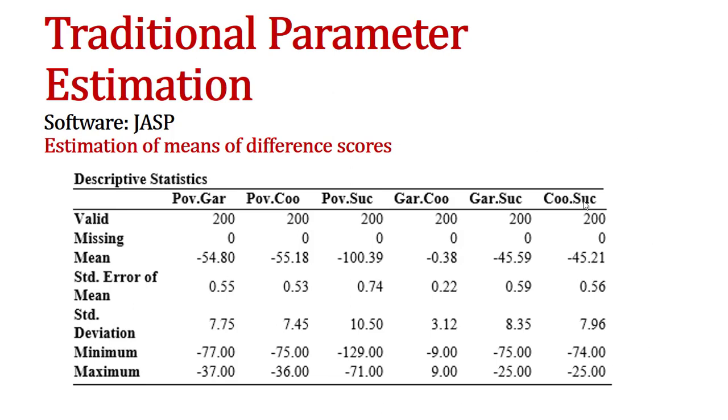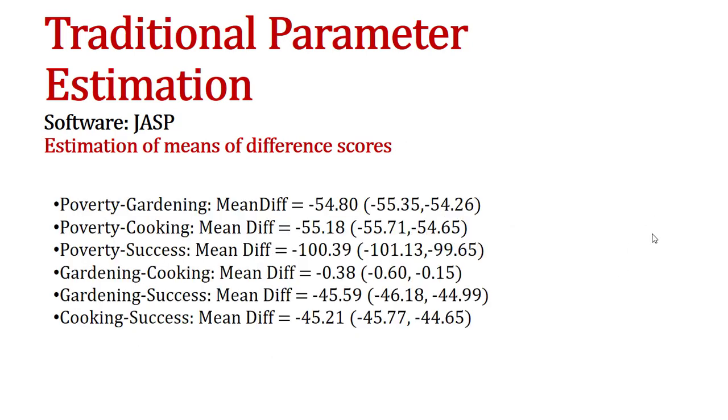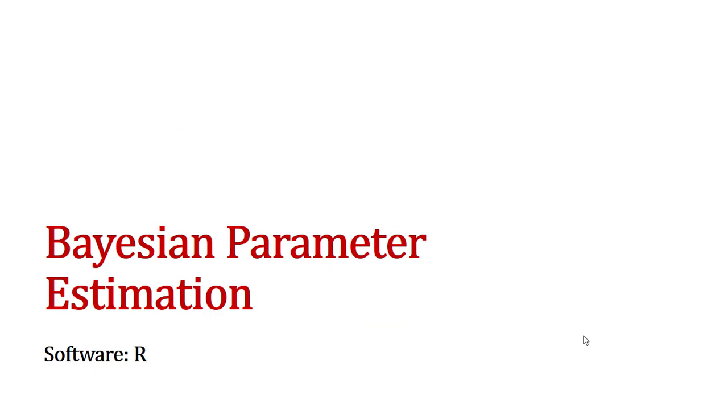So here is the table with the mean of the 6 variables of difference scores, the standard deviation of that variable, and the standard error of the mean, which we need for calculating the 95% confidence interval. And here are the mean estimate with the interval estimate, so the confidence interval, for each of the difference scores.